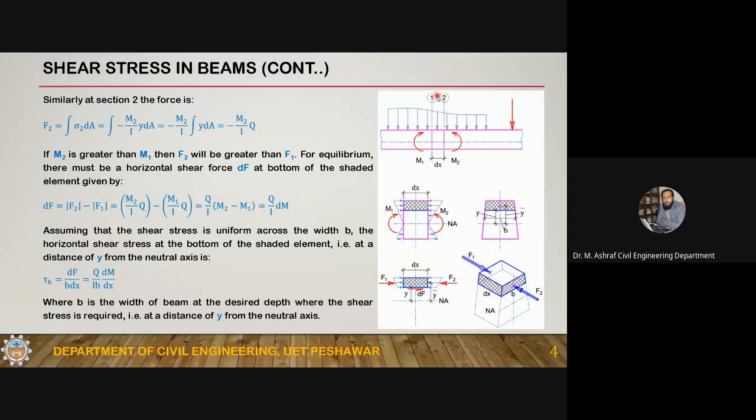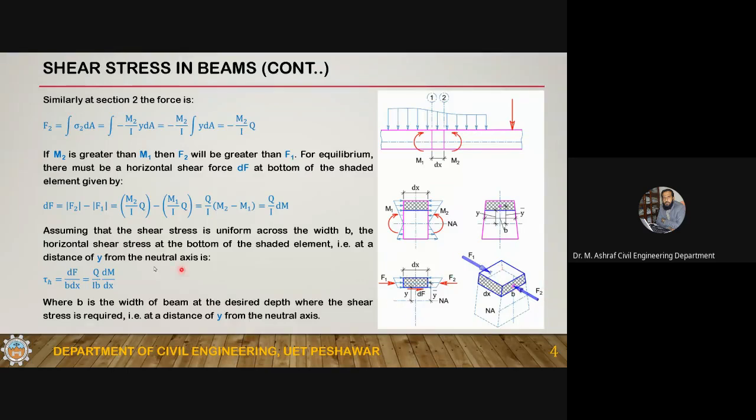Since the distance between section 1 and section 2 is differential, the change in bending moment will also be differential. So Q over I into dM. So this is the differential force, this dF force acting. In the three-dimensional view, this force will be acting at the base of the shaded element in this direction, parallel to F1 and F2, but at the base of the element.